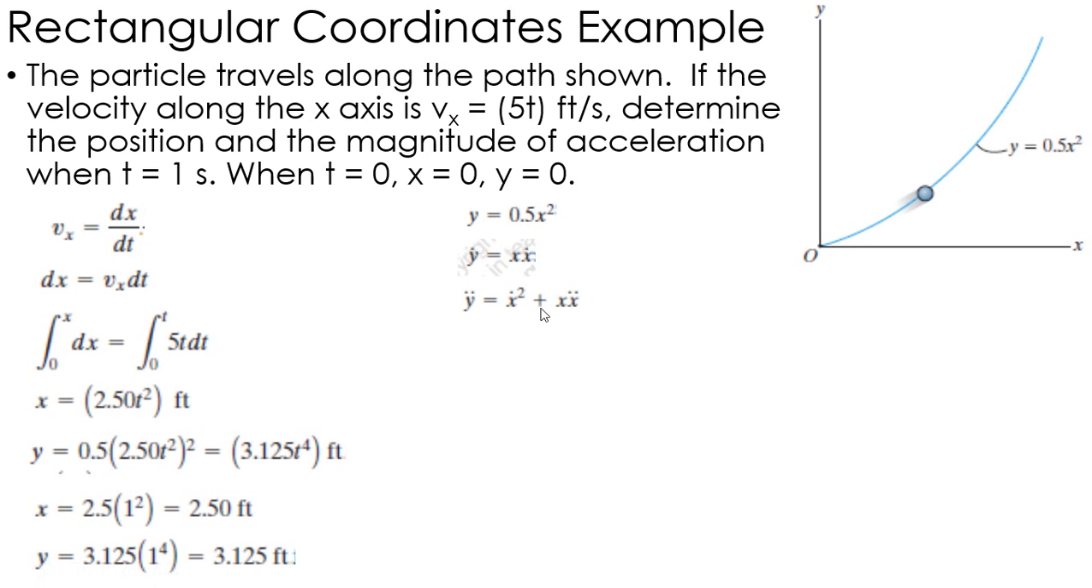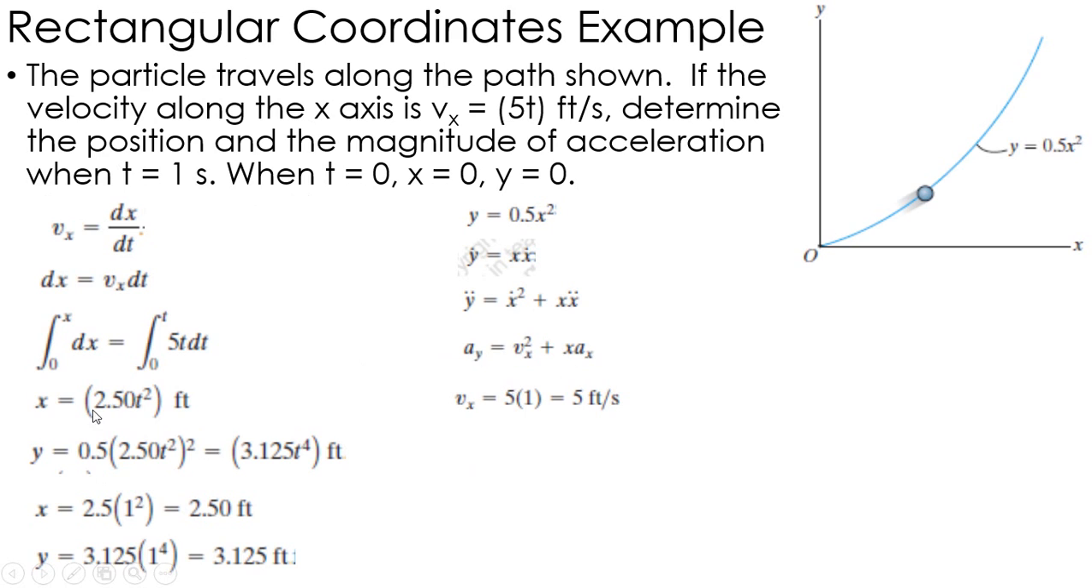Now, what we're looking for here is acceleration, which has an x component and a y component, x double dot and y double dot. So I could rewrite this like this: instead of y double dot, I have the acceleration in the y direction. Instead of x dot, I have the velocity in the x direction. Now I know from the equation that was given to us that the velocity at 1 second is 5 feet per second.